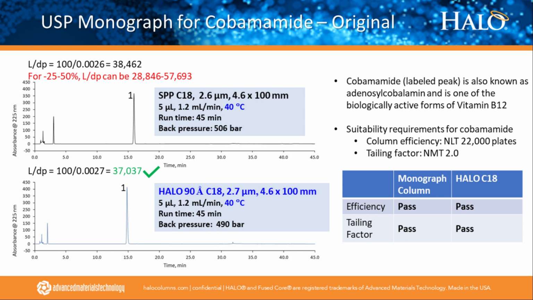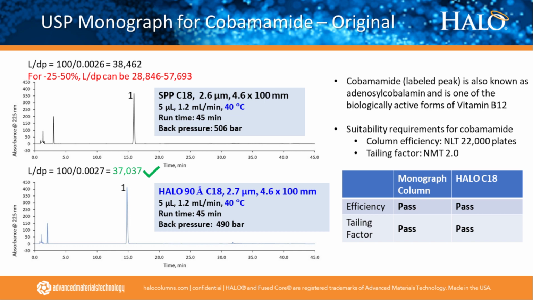In terms of the L to dp ratio, that could be anywhere from 28,846 to 57,693. And you can see for the L to dp ratio of the Halo column, we're right there in at 37,037 for our 4.6 by 100 millimeter column. In this particular example, all we did was use the same conditions as stated by the monograph. We just had that small particle size change from 2.6 to 2.7.